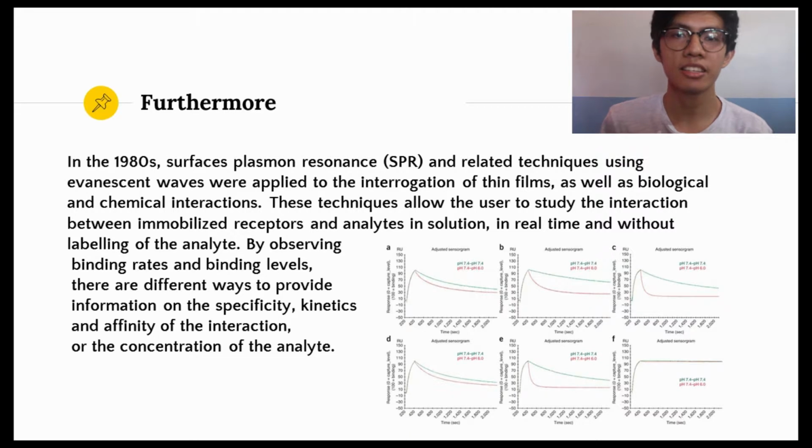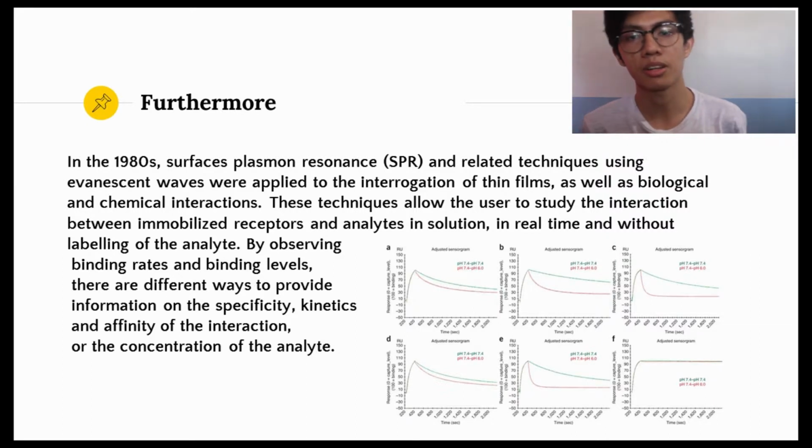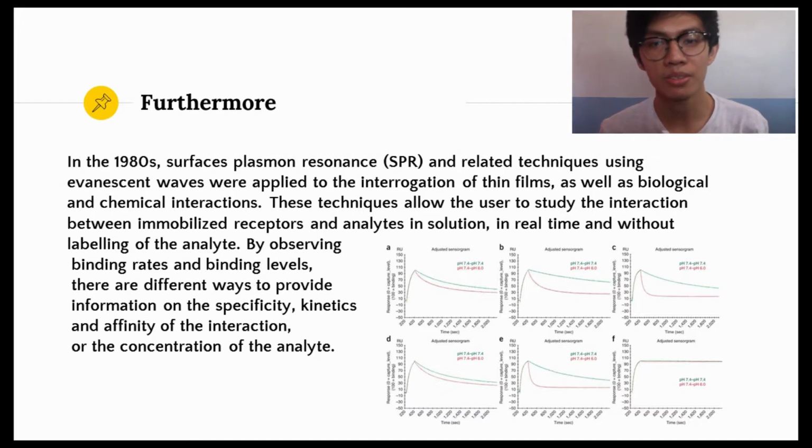In the 1980s, surface plasmon resonance SPR and related techniques using evanescent waves were applied to the interrogation of thin films as well as biological and chemical interactions. These techniques allow the user to study the interaction between immobilized receptors and analytes in solution in real time and without labeling of the analyte. By observing binding rates and binding levels, there are different ways to provide information on the specificity, kinetics, and affinity of the interaction, or the concentration of the analyte.